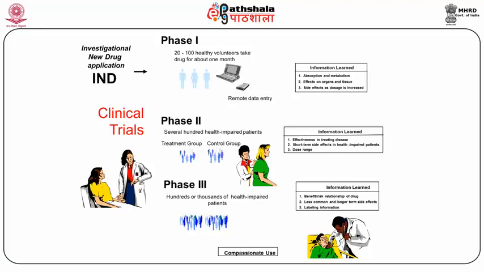Then we have the third phase, that is phase 3 of the clinical trial, where hundreds to thousands of health-impaired patients are being administered the dose of the drug being evaluated. And after this, the information that is collected will be the benefit and risk relationship of a drug. What all are the benefits that a patient is getting compared to the risks which are involved in the drug.